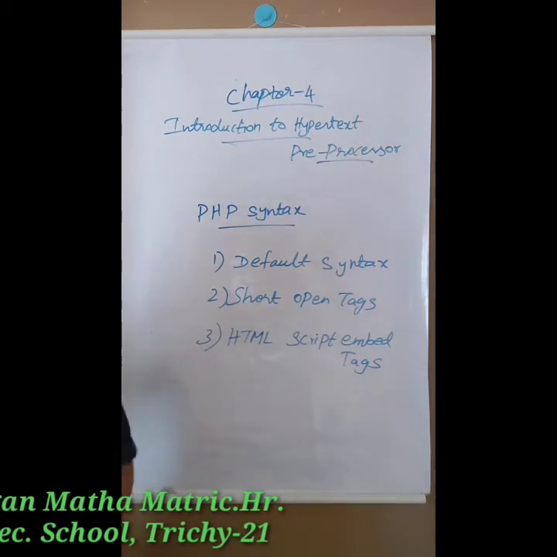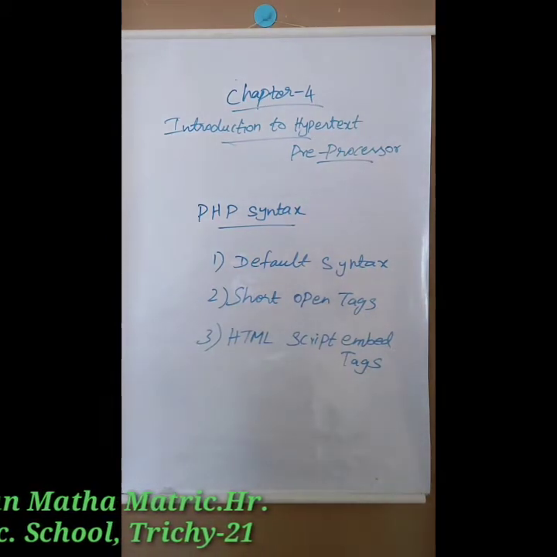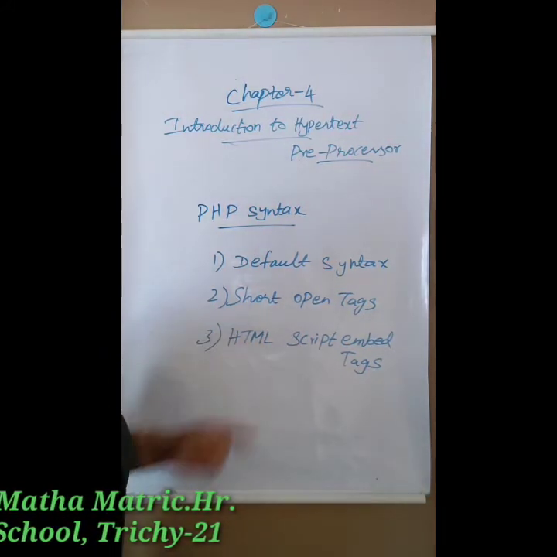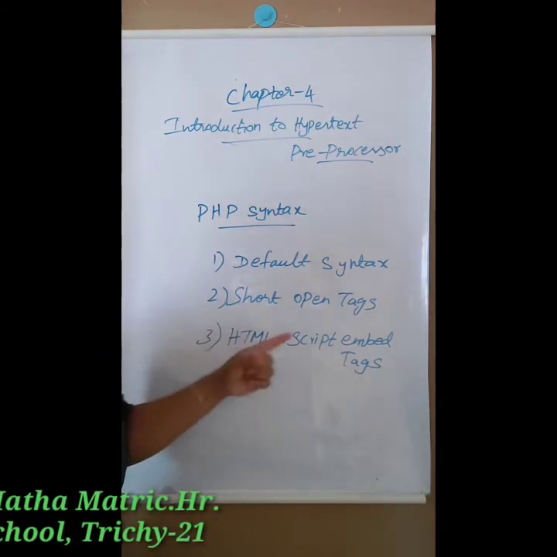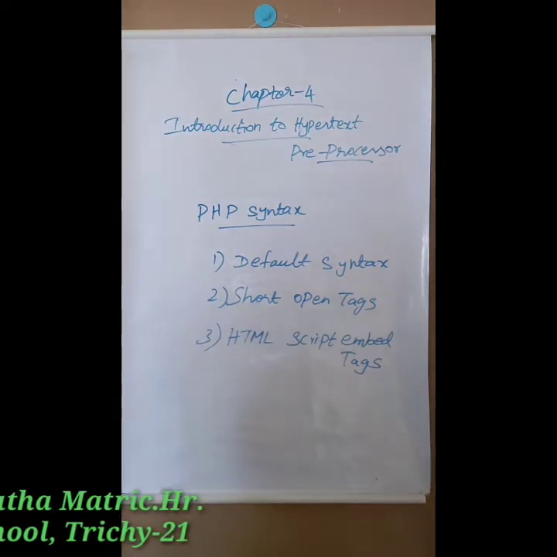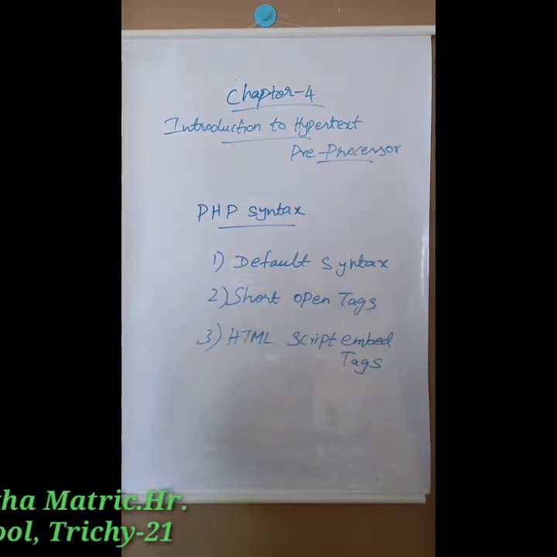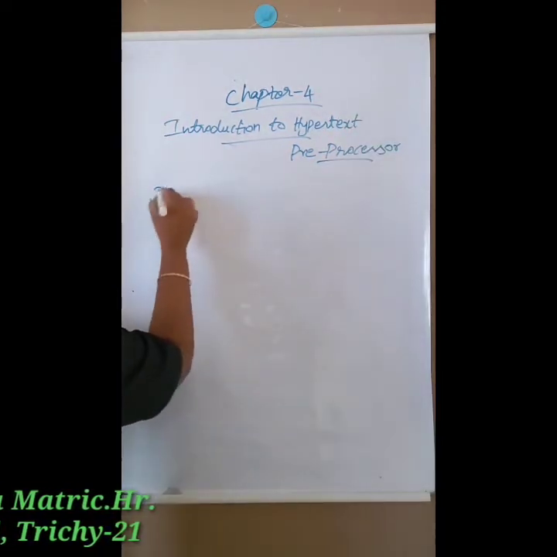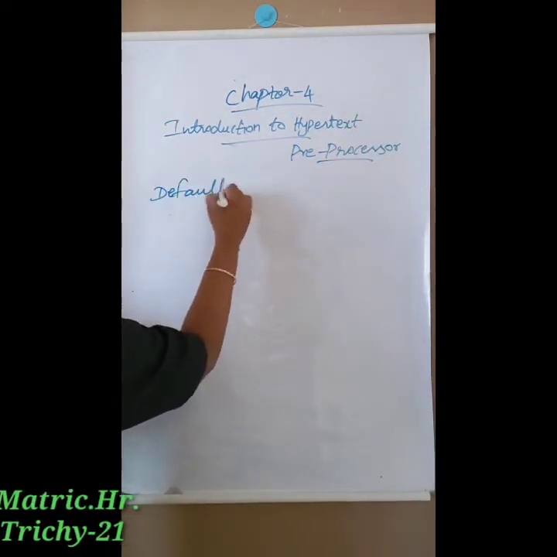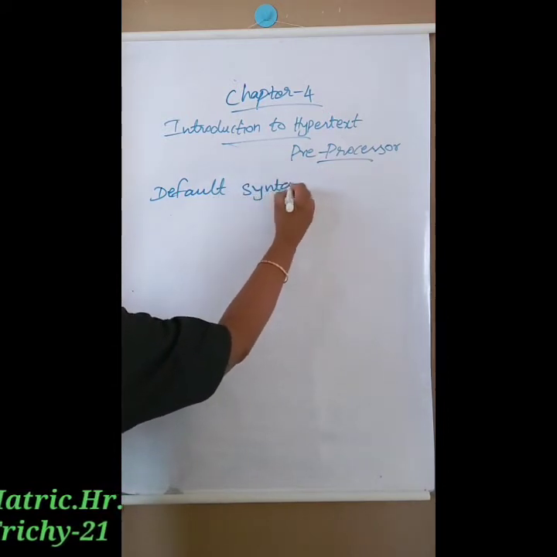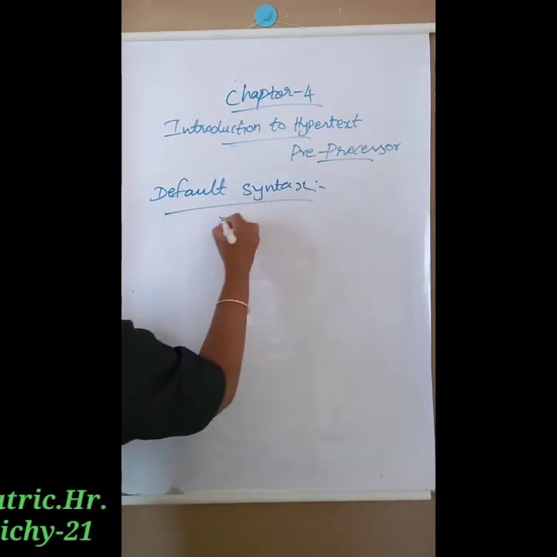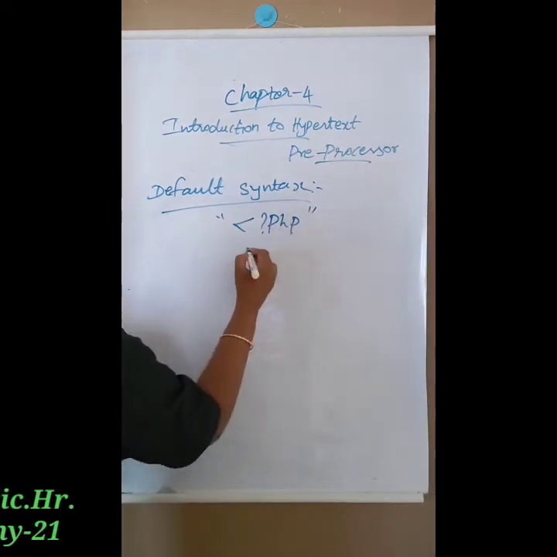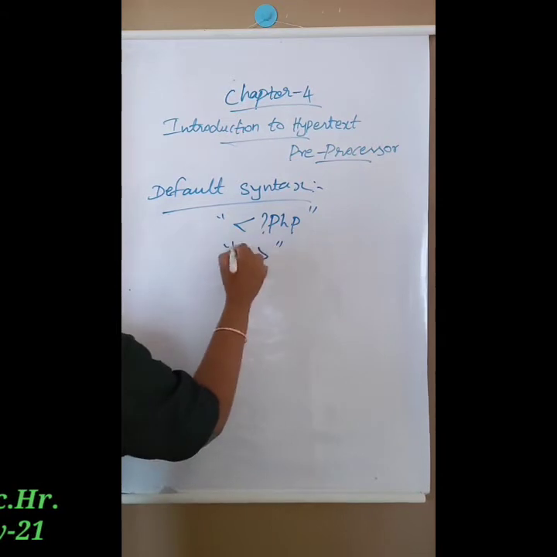PHP syntax. Three types of PHP syntax are available. They are default syntax, short open tags, and HTML script embed tags. These three are called PHP syntax. Let us see them one by one. The first one is default syntax. It begins with the open tag and ends with the close tag.